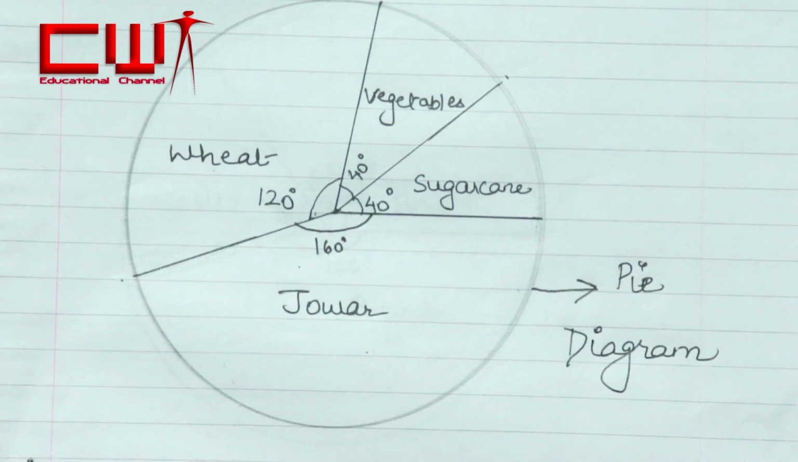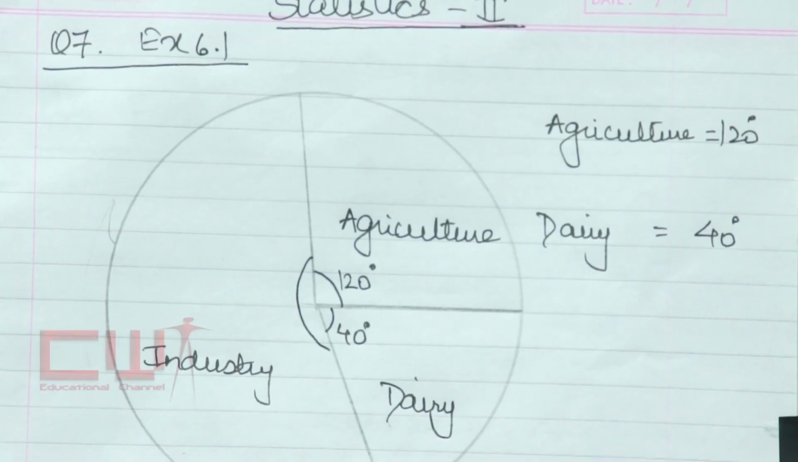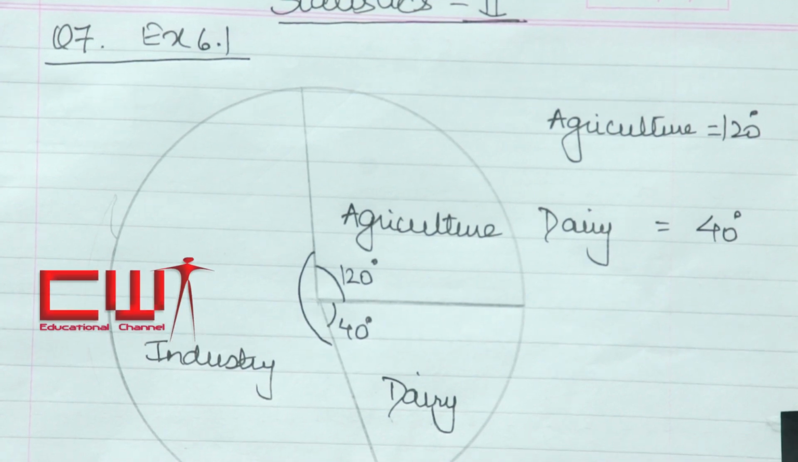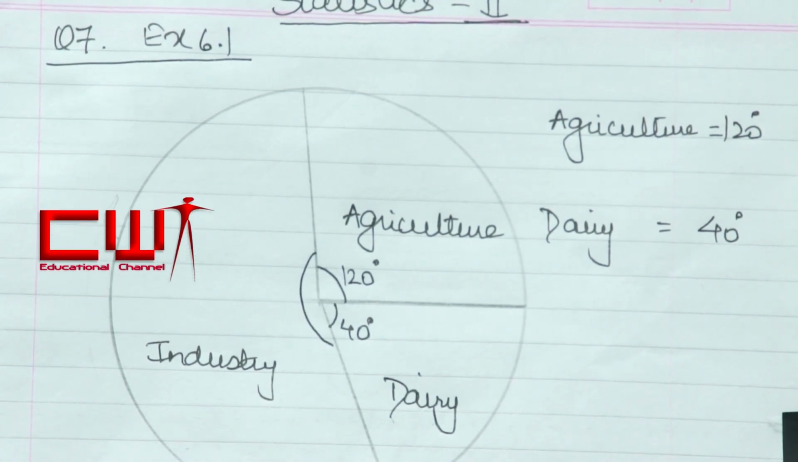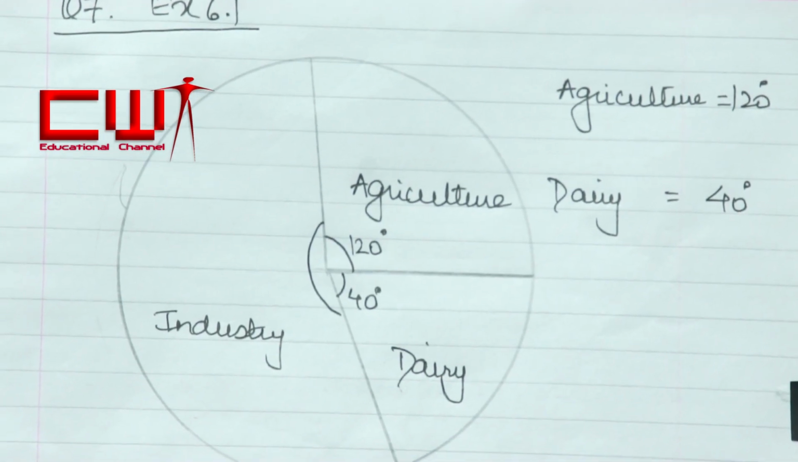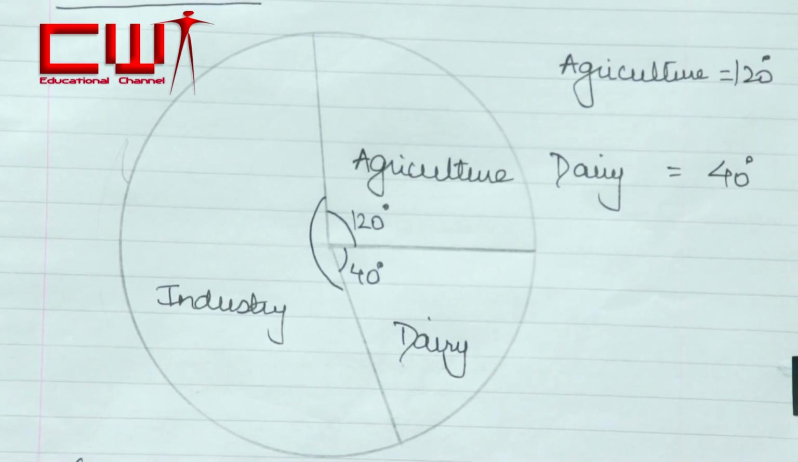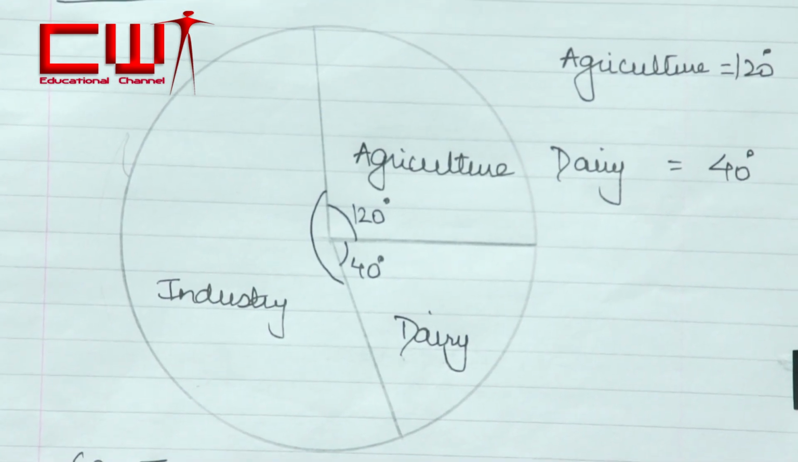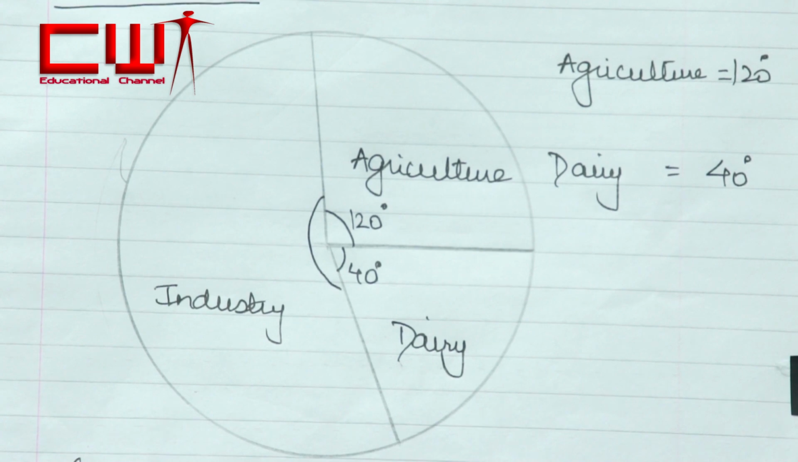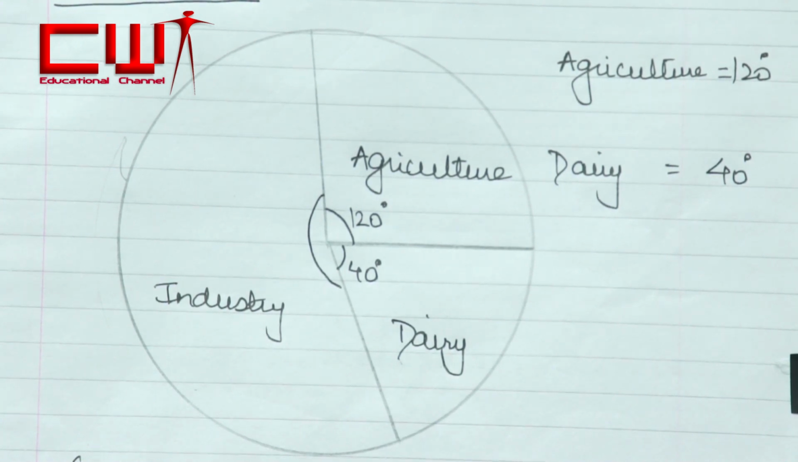This is question number 3, exercise 6.1. Please note down and see clearly the graph and the calculation. Exercise 6.1, question 7, Statistics 2, chapter 6, page 141. The pie diagram is already given to you in the question. The question is divided into 3 parts. You have to find out how many degrees each is contributing, right? Agriculture is 120 degrees, dairy is 40 degrees, industry you have to find out. So we'll have a quick recap of how you will find out the industry.